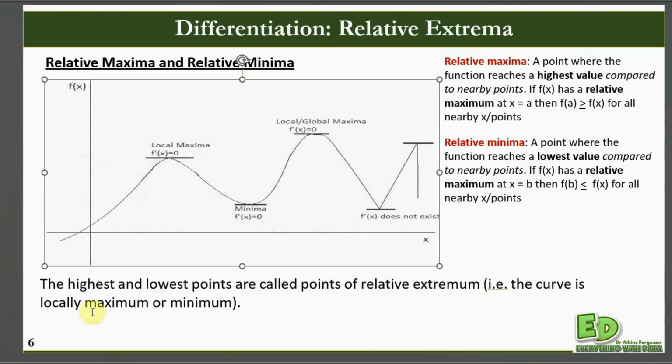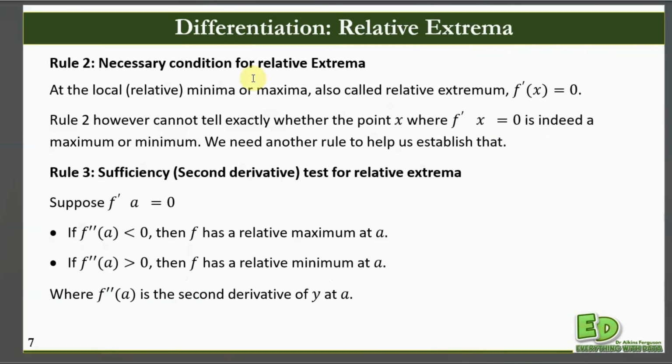The curve is locally maximum or minimum. Under this relative maxima and minima, we have conditions. The first one is called the necessary condition for relative extrema. The idea about this condition is that when you are given a function, you differentiate the function and equate it to 0 to get the values of x. So at local minima or maxima, which is called a relative extreme, the differential is equal to 0.